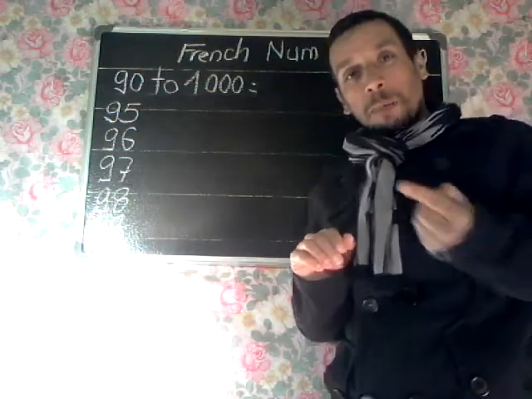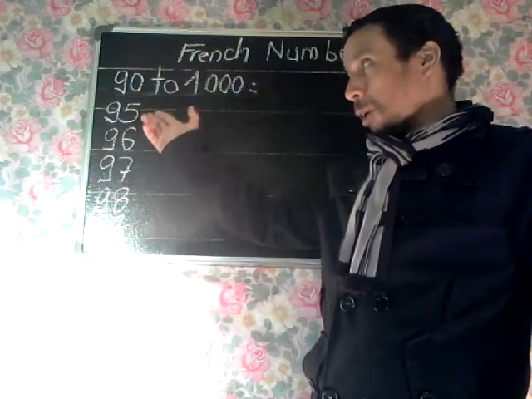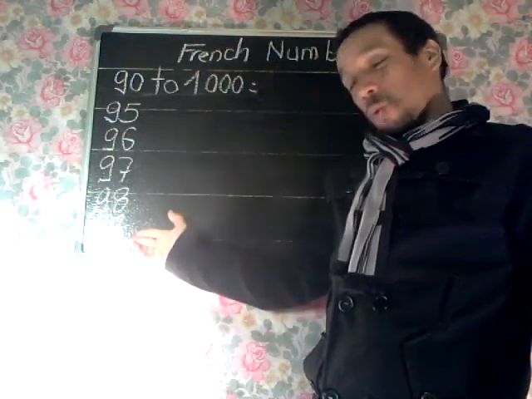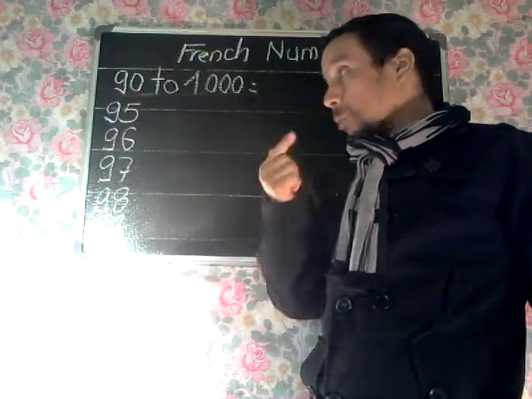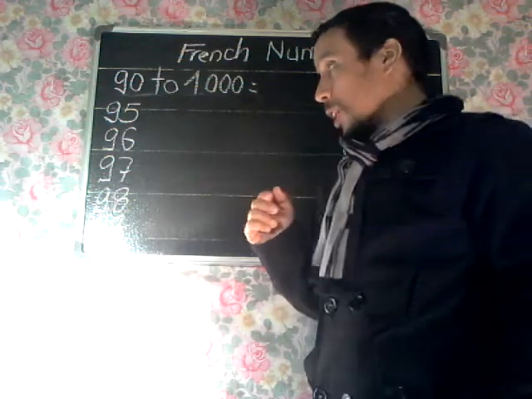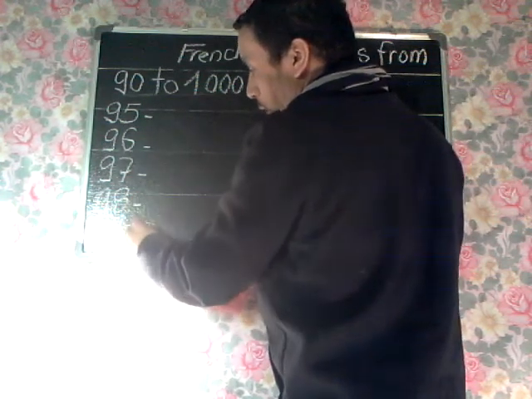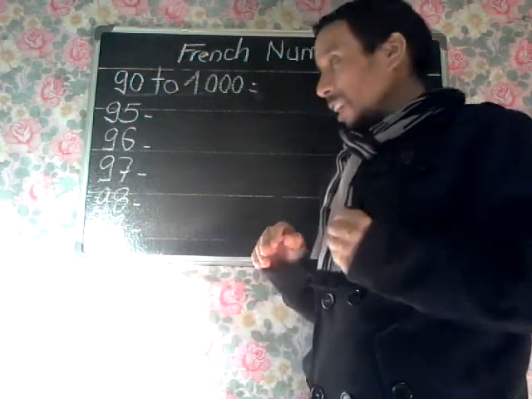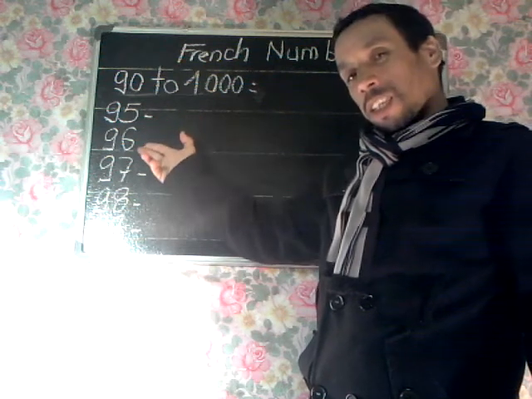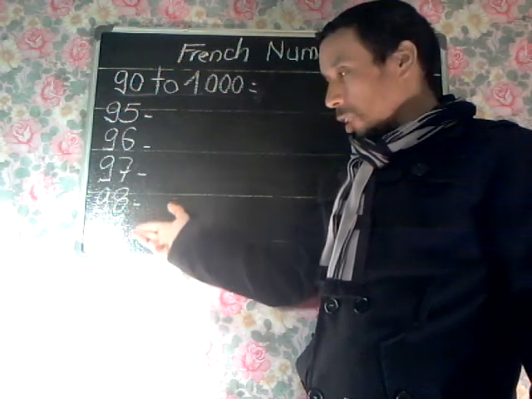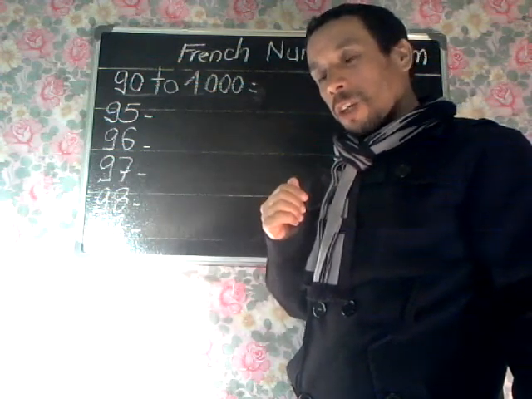Yes, my viewers, ladies and gentlemen, I arrived to 99, from 95 to 99. Now I pronounce them as numbers: 95, 96, 97, 98, 99. I repeat again, vocalizing them as numbers: 95, 96, 97, 98, 99. Now I'll write them in characters in French letters.